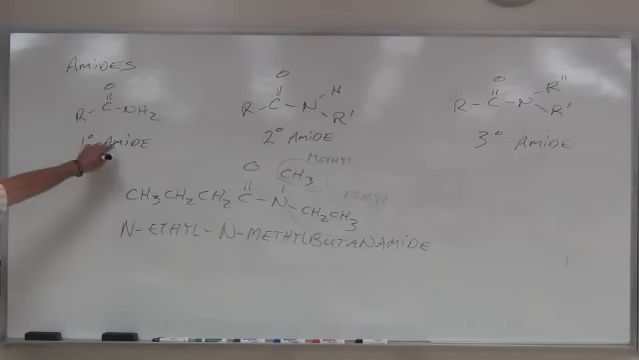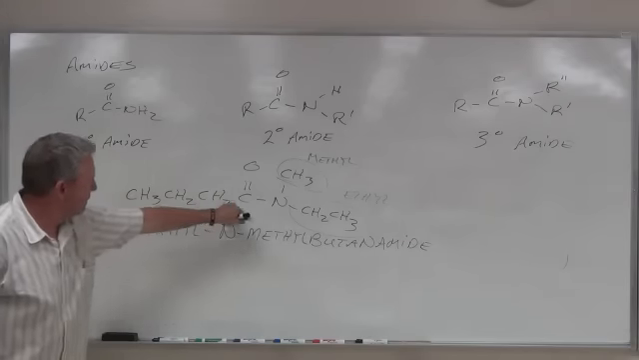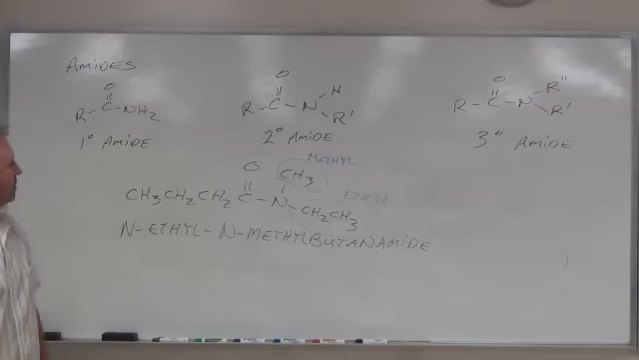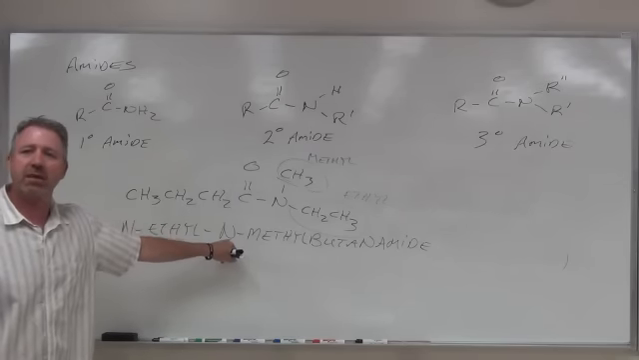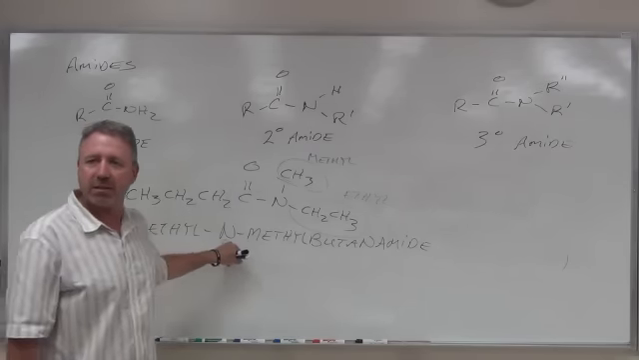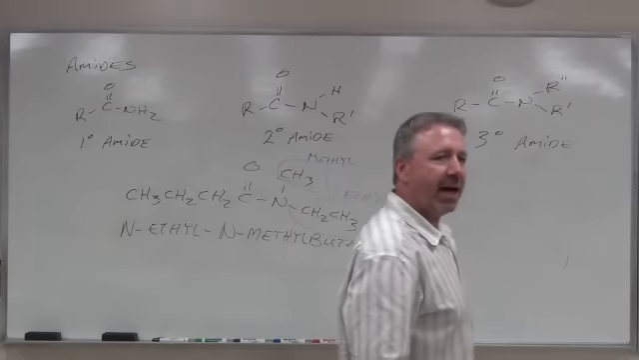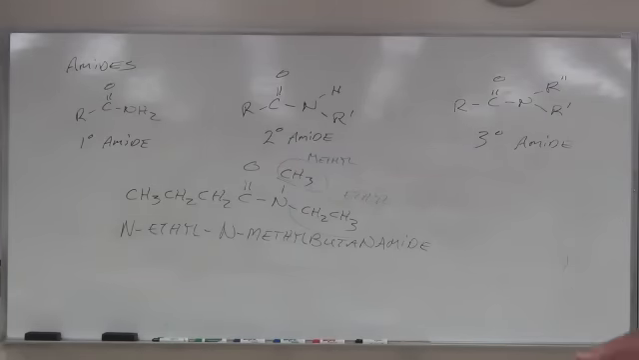Okay, so primary amides, just name them. Parent chain, drop the E, add the suffix amide. Secondary and tertiary, alphabetize the N-substituted alkyl groups. Indicate that they're on the N with the capital N.